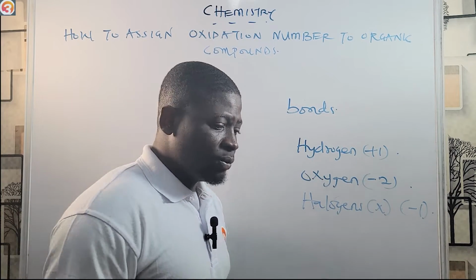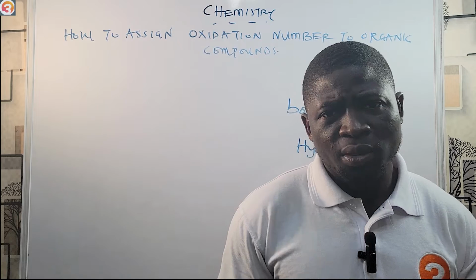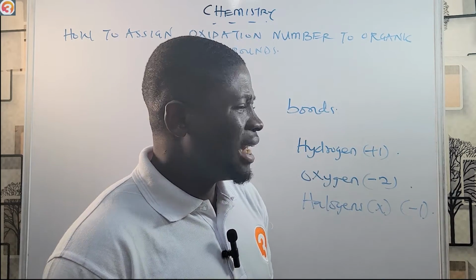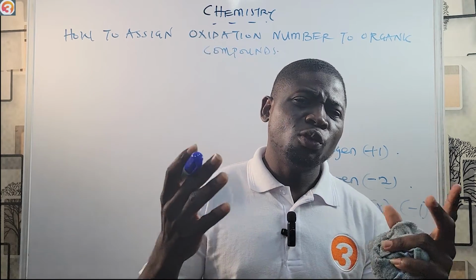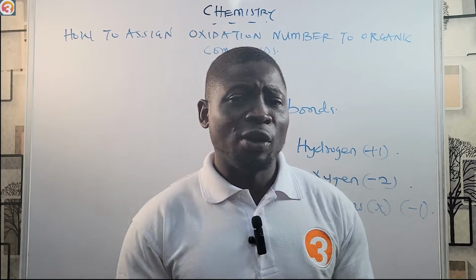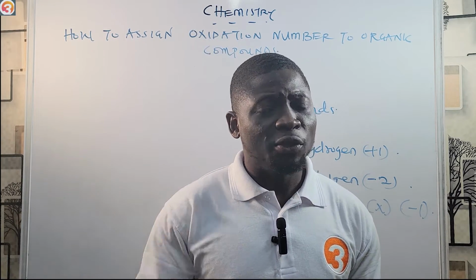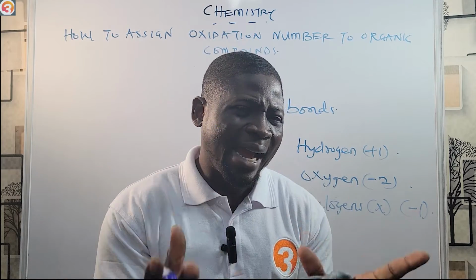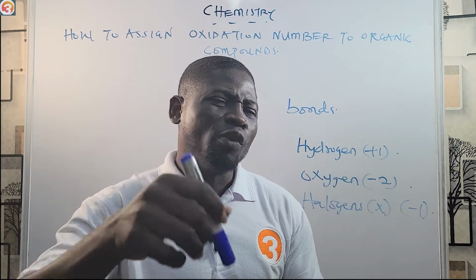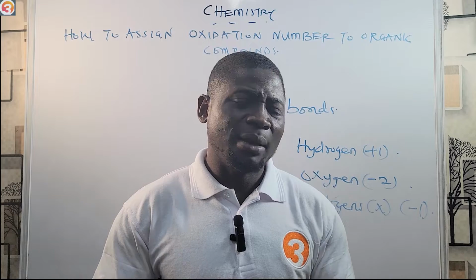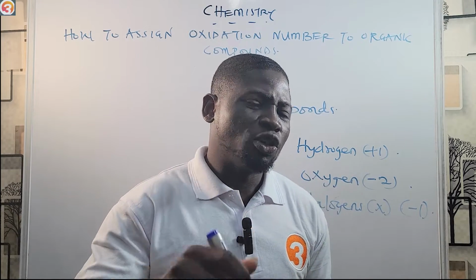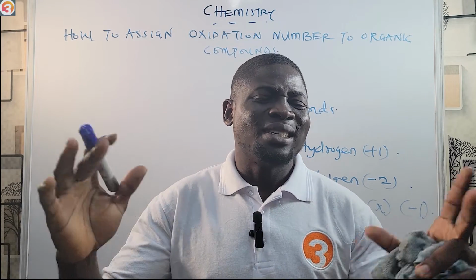All right, now the following will be very useful when assigning oxidation numbers. But know first that if in an organic compound we have more than one carbon atom, what we do is determine the oxidation number of each of the carbon atoms separately.